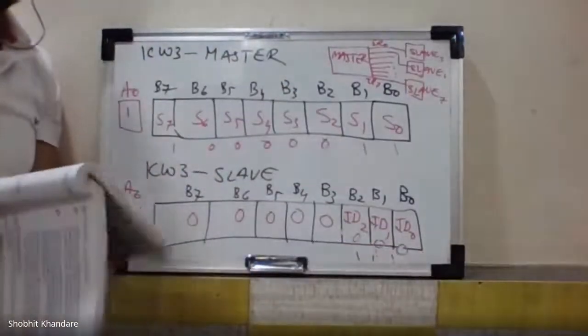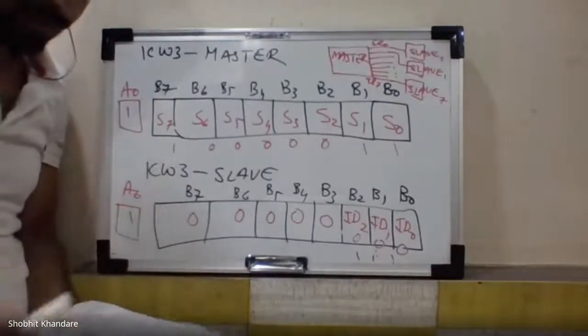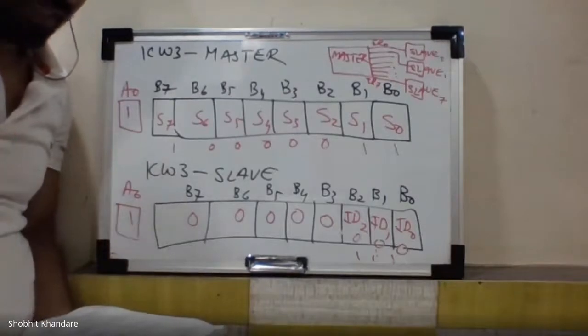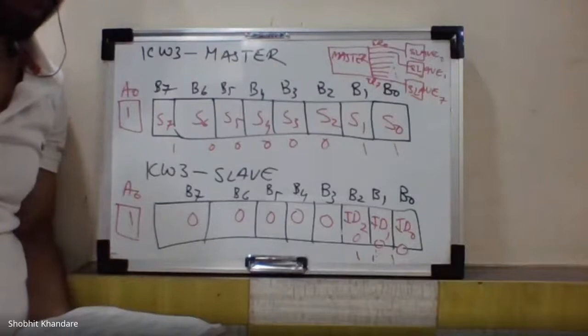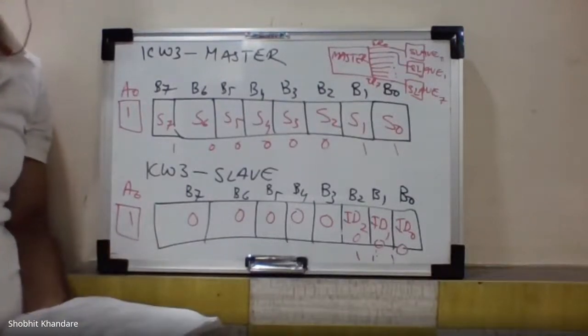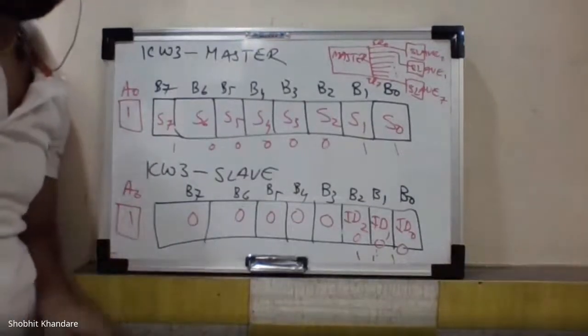Okay, if you want to write down, this is an easy one, so you can just write down a few sentences on this. Write down: the ICW3 should be sent to 8259 in cascade operation.